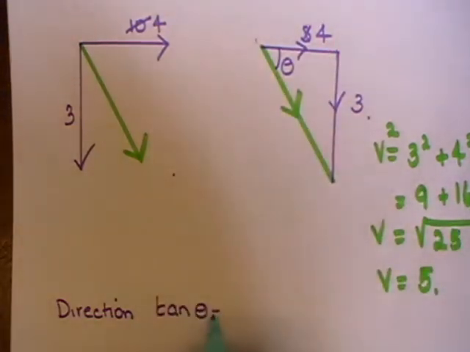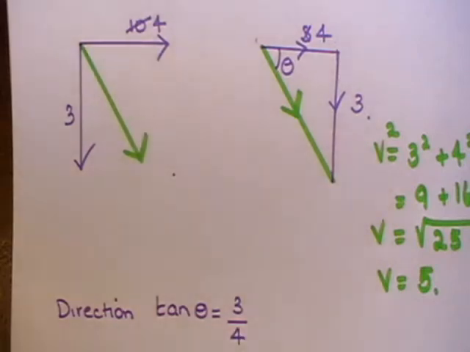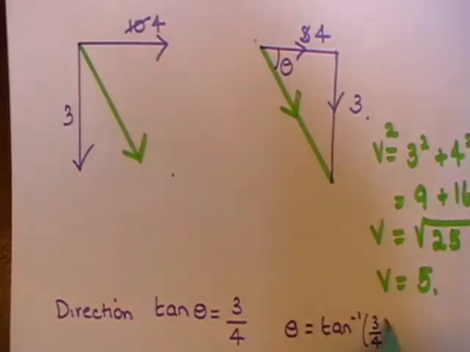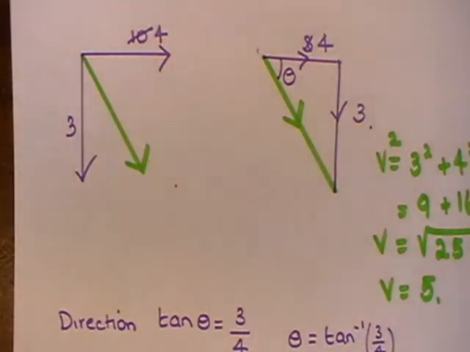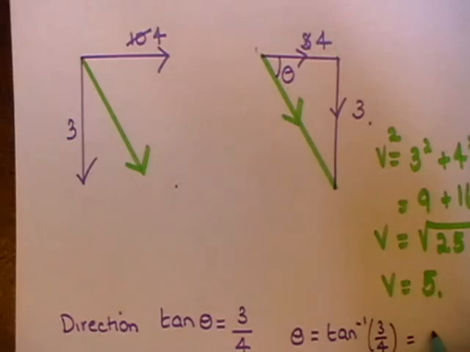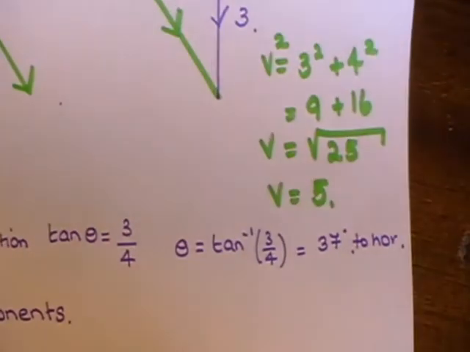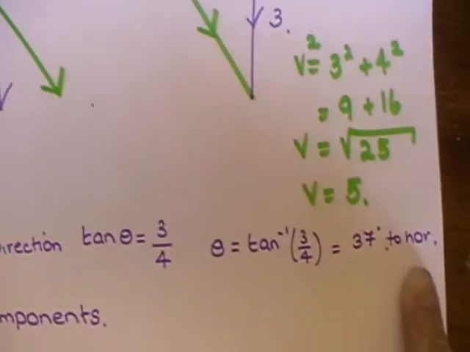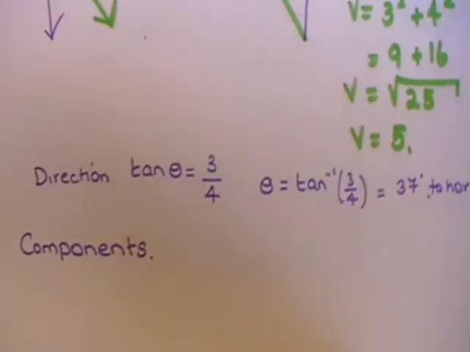So tan of theta is the opposite over the adjacent, 3 over 4, and therefore your angle theta is the inverse tan of 0.75. I'll just do it quickly in the calculator for you. That gives you an angle of 36.8. We'll round it up to 37 degrees, and that's to the horizontal. And so that's how you find the magnitude and direction of your vector. Now, this does all come into projectiles.